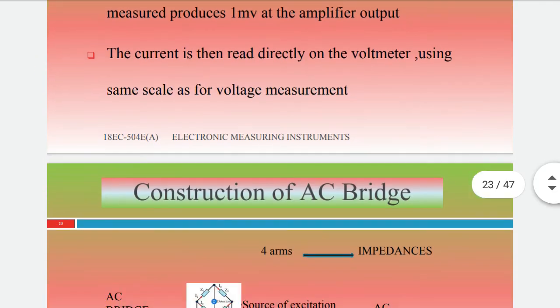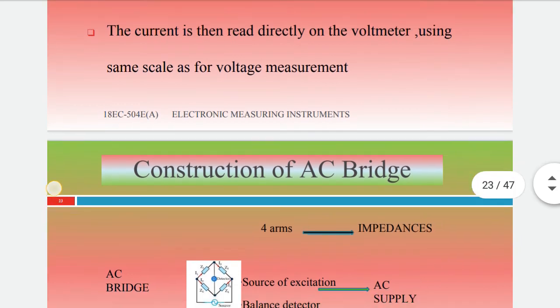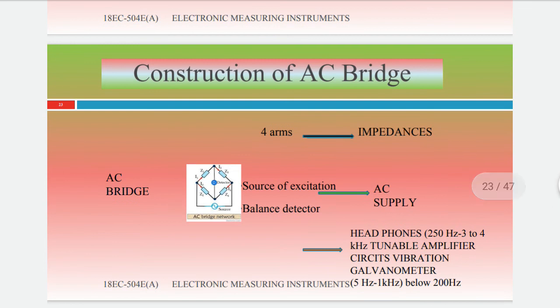Now let us move on to the next topic, that is bridges, construction of AC bridge. Before going to the bridge circuit, I want to give an introduction about bridge circuits. Bridge circuits are generally used for the measurement of resistance, and that is called a Wheatstone bridge. A bridge not only measures resistance but is also used for the measurement of various component values like a capacitor and an inductor, etc.